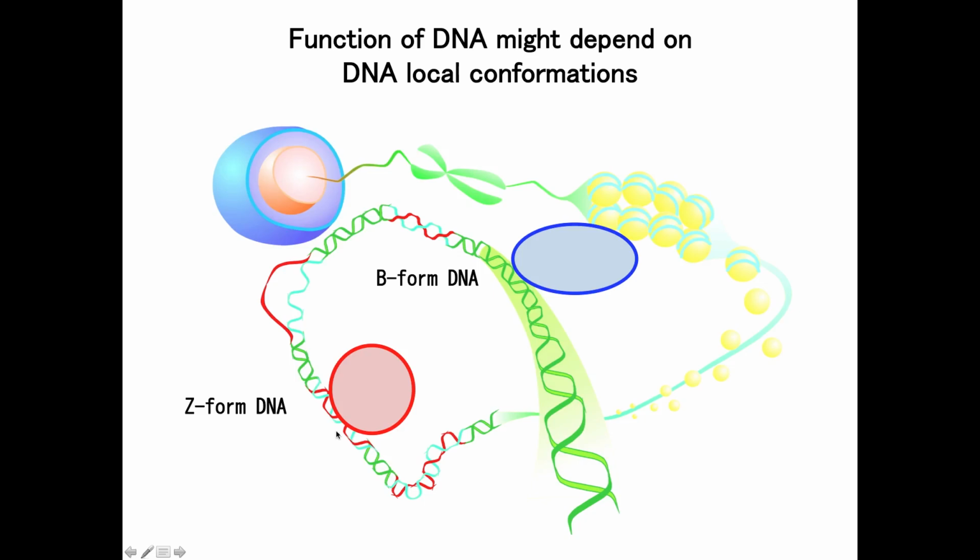And you know that we already reported that there is such a Z-form binding protein in the living cell. This protein binds to Z-form DNA at the CG repeat site. And of course, this protein has a lot of functions in living cells. It means that Z-form DNA has a function through such a Z-form binding protein. In the future, the function of Z-form DNA will be reported, I hope.